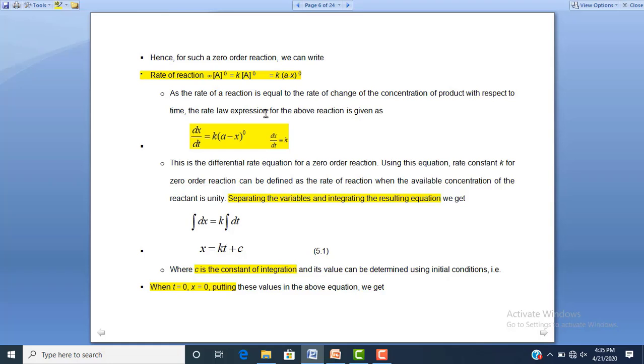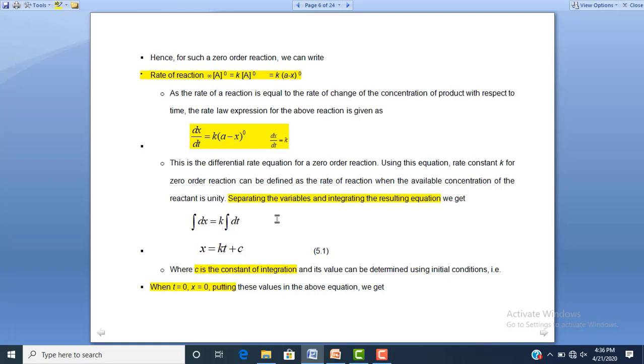As the rate of reaction is equal to the rate of change of concentration of products with respect to time, the rate law expression for the reaction will be dx over dt is equal to K into (A minus X) raised to power 0. Since power is 0, the value of (A minus X) to the power 0 will be equal to 1. So we write that dx over dt will be equal to constant K. From here we conclude that for a zeroth order reaction, the rate of reaction will be equal to the rate constant K.